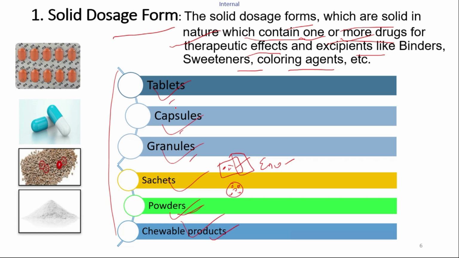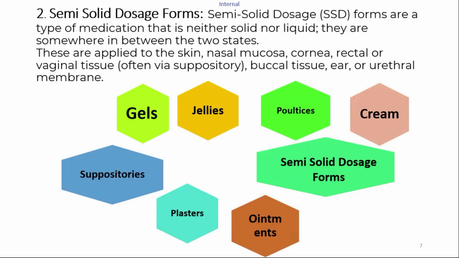Granules, capsules, and tablets are very common, you might be knowing this. Semi-solid dosage forms, as the name indicates, means it is not completely solid, so it is half solid. Semi-solid dosage forms, or SSD forms, are a type of medication that is neither solid nor liquid. They are somewhere in between the two states, as I have already mentioned.